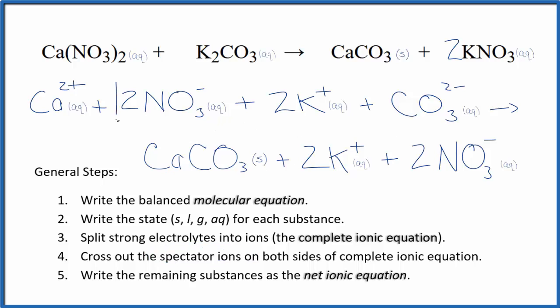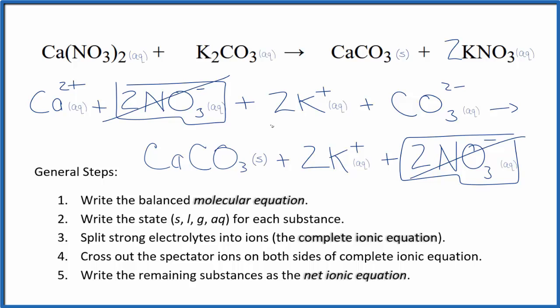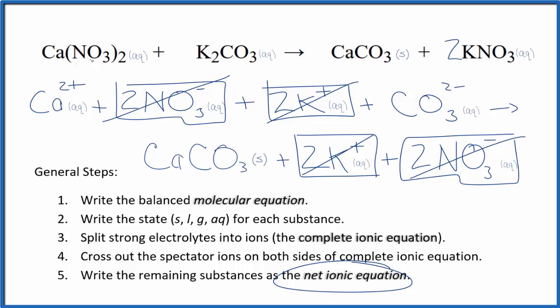And I can see right away in the reactants there are 2 nitrate ions and in the products. So these are spectator ions. We cross those out. 2 potassium ions in the reactants and in the products here. So cross those out. Spectator ions. What's left though, that's the net ionic equation for calcium nitrate plus potassium carbonate.